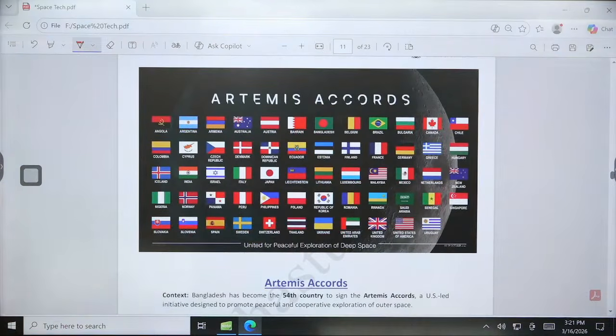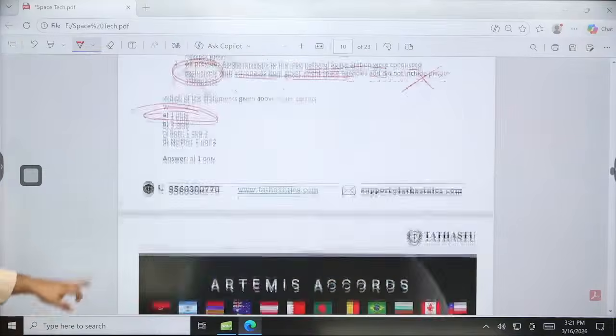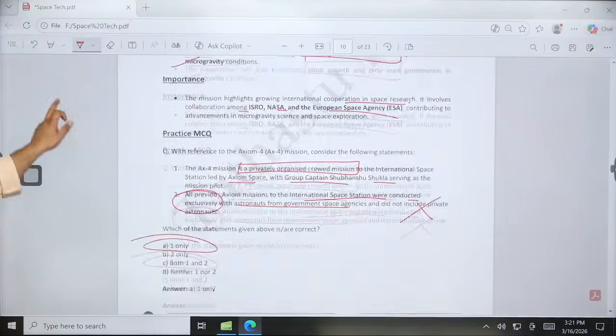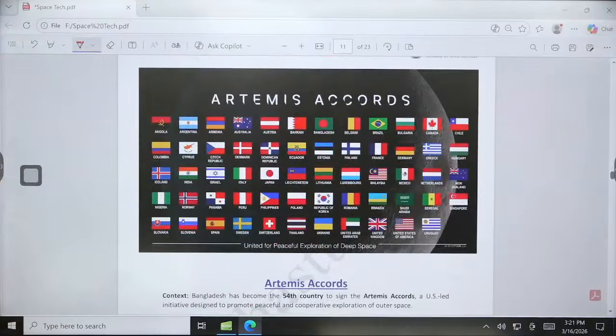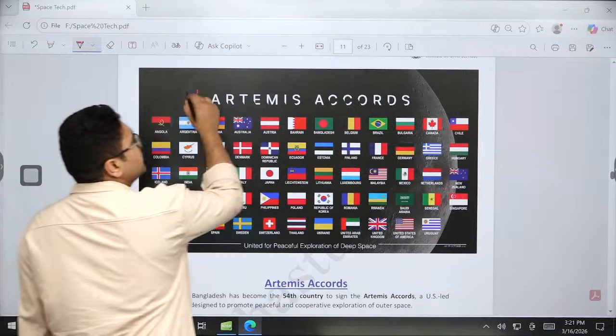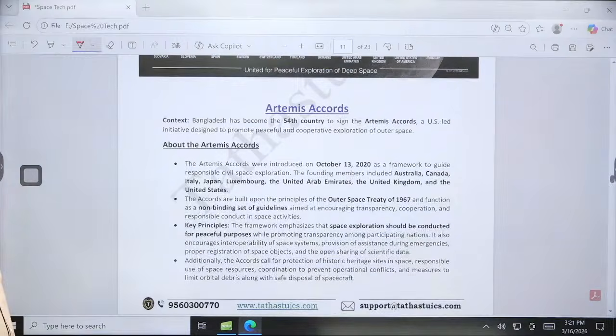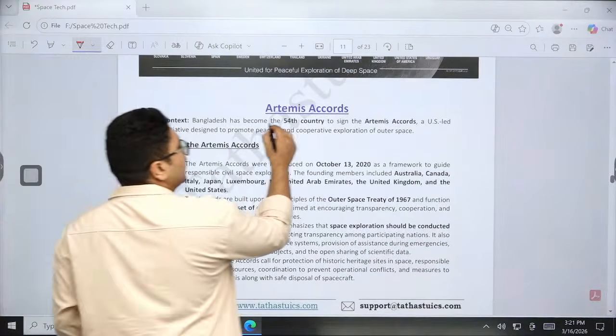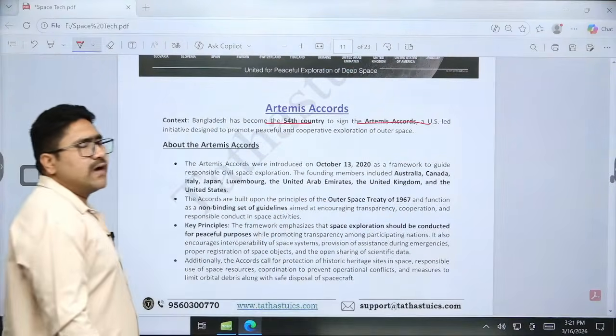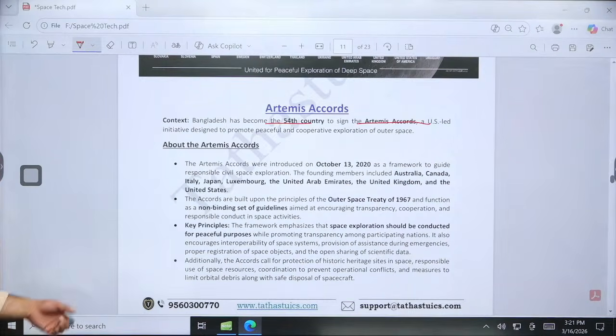That is about the Artemis Accords. The Axiom mission is also part of the Artemis Accords. These are the members of the Artemis Accords. Bangladesh became the 54th country in 2025 to sign the Artemis Accords, which have been launched by the USA.